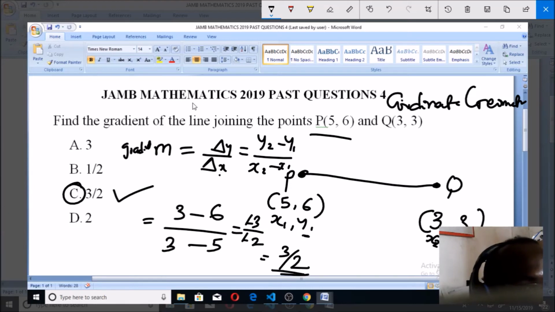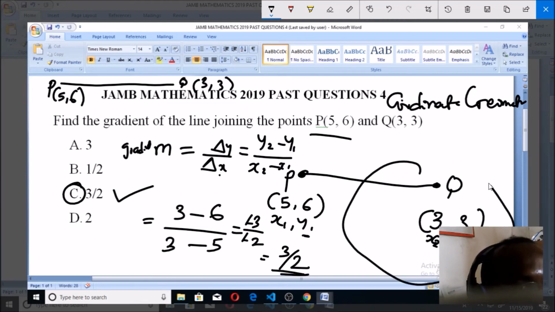Let me draw this here in case my face is covering the other side. We have point P with coordinates 5 and 6. This line joins it to point Q with coordinates 3 and 3. That is what I drew here in case my face is covering it. So this is what we call x1 and this is y1. The first one is normally x, the second one is y. So this is now x2, whereas this one is y2. So you now use this formula, just input the values and you get your answer.